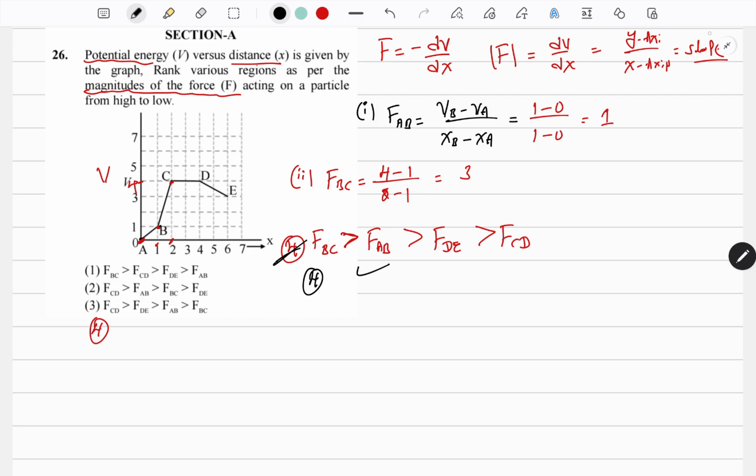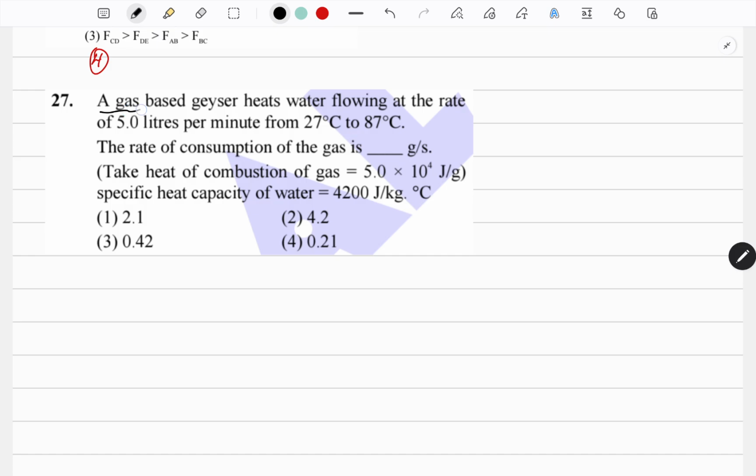Next, move to the next question. Second question. A gas geyser based question. So water is flowing at the rate of, that is the volume of water flow, 5 liter per minute.